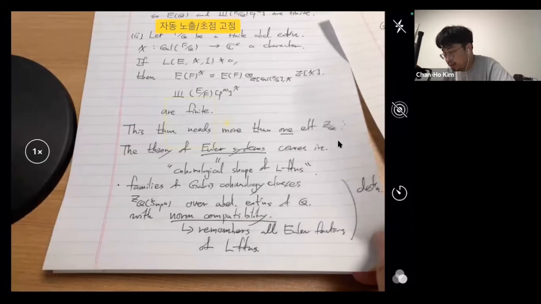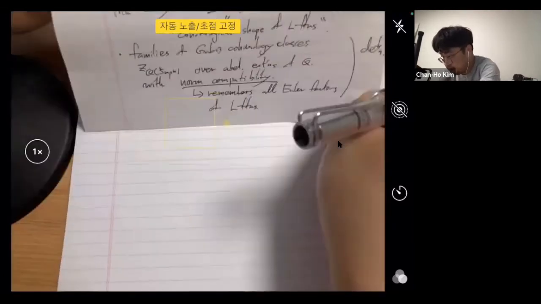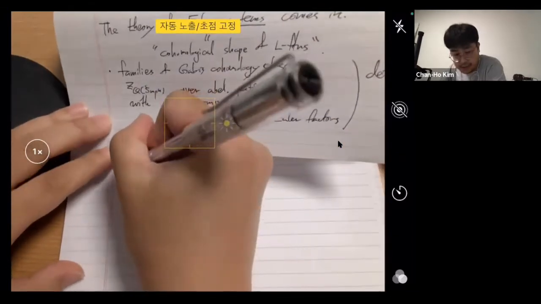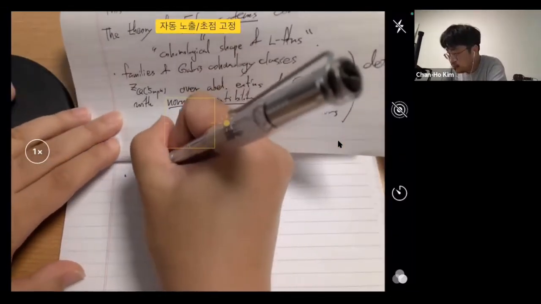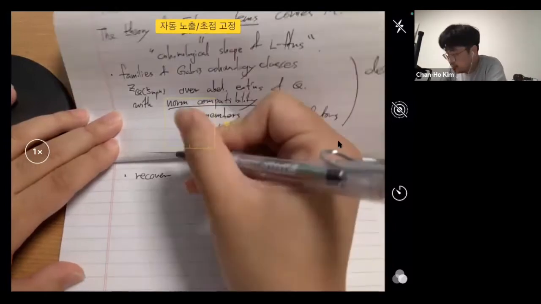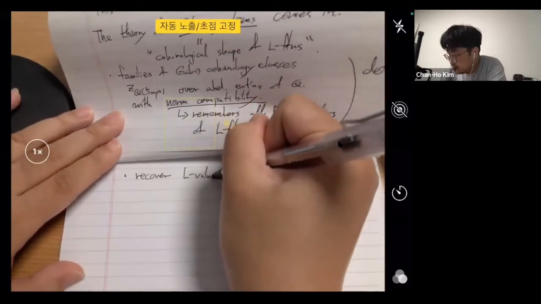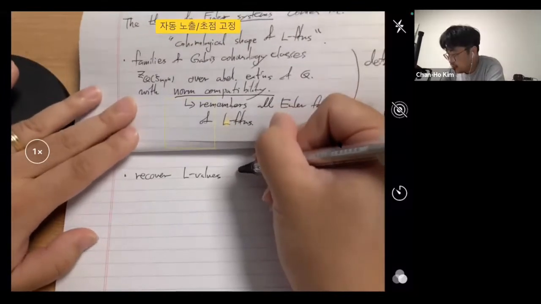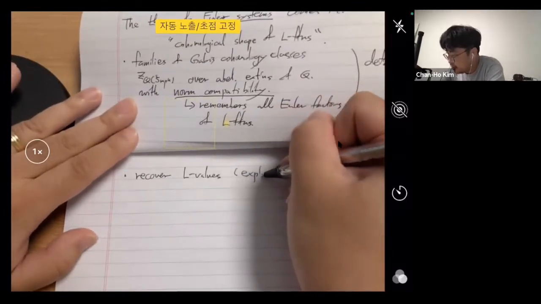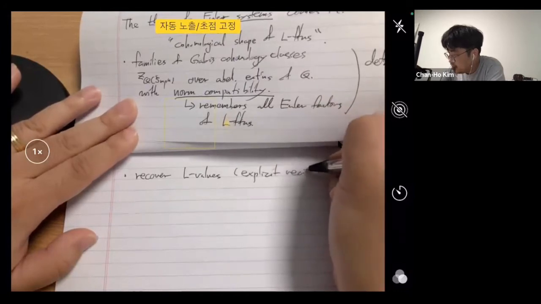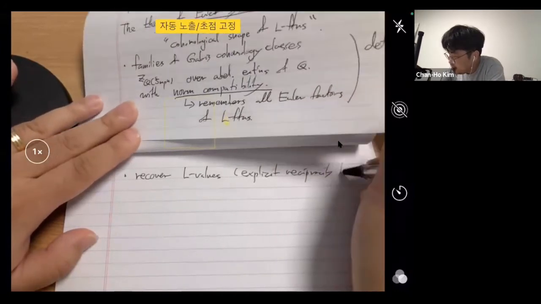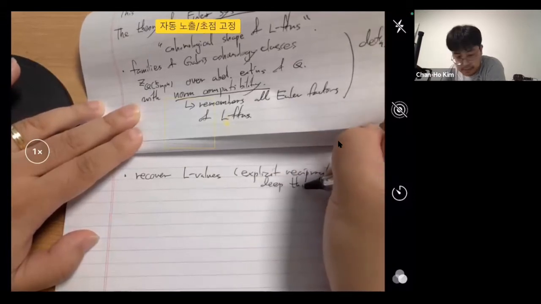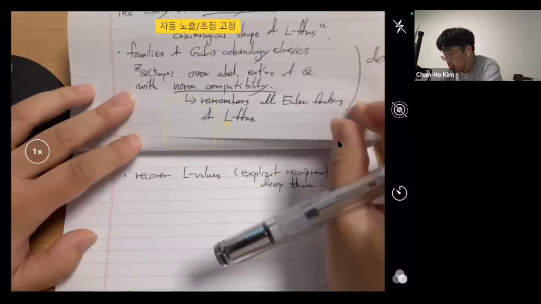And it also has the property that it recovers L-values, which is the so-called explicit reciprocity law, which is a very deep theorem.